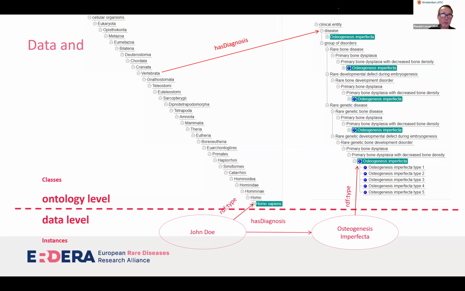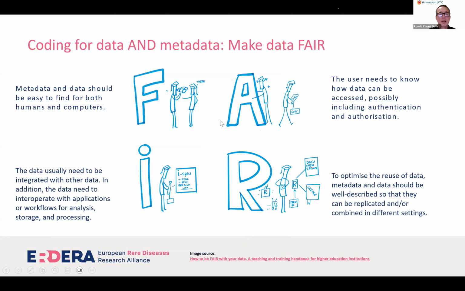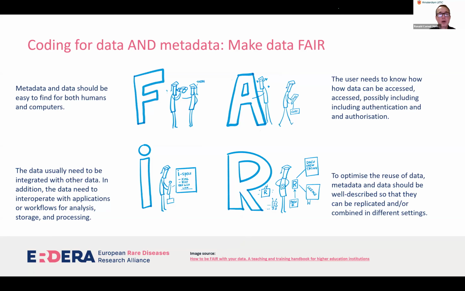So from a user perspective, you can capture it once at the level of detail that you have at hand and that's relevant at that moment. But for retrieval, you can cluster like osteogenesis imperfecta, as I previously explained, at a coarser grained level like rare bone diseases. And all of this coding is for data, but also for metadata. That's the data about the data, contributing to making data FAIR.